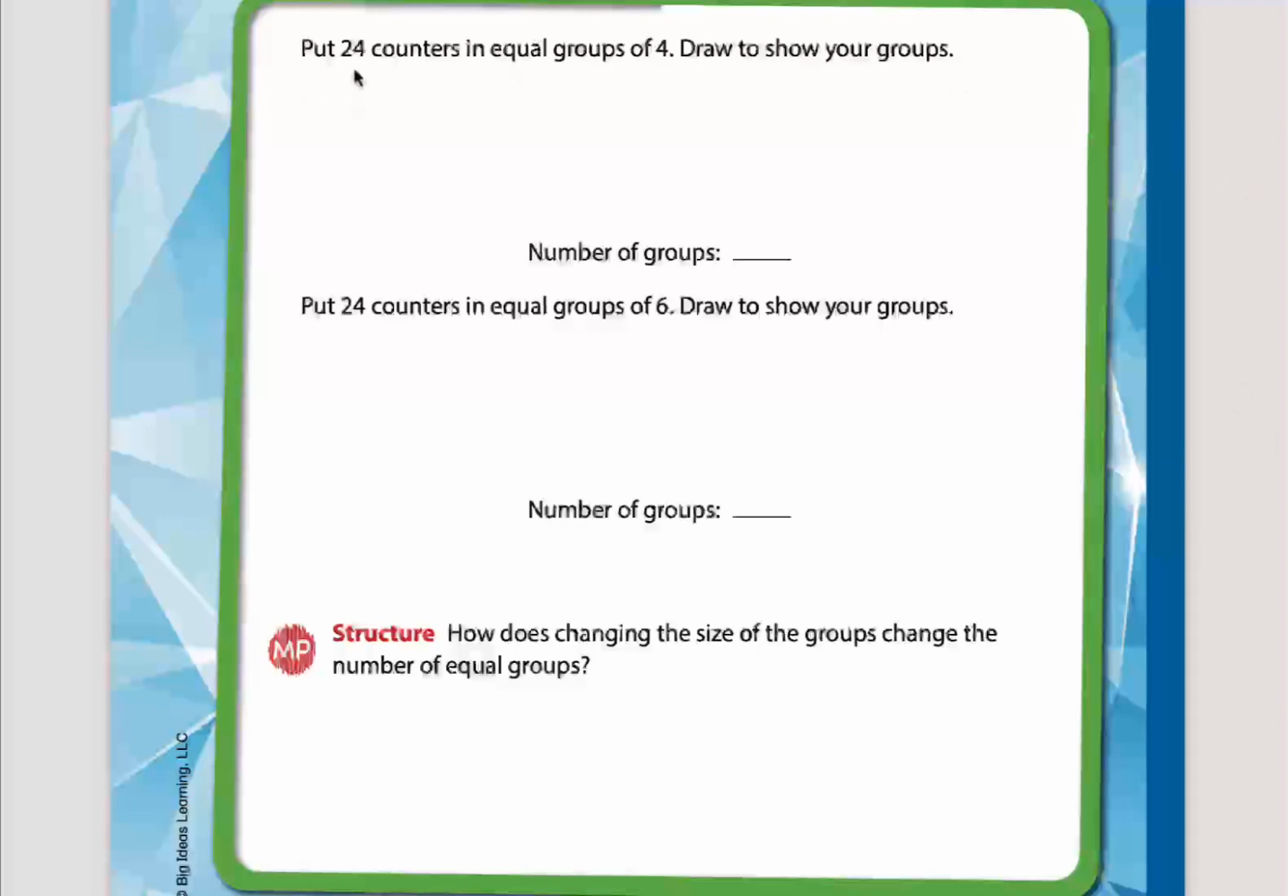We need to put 24 counters in equal groups of 4. So the 4 here is the size of the group. So if we start drawing, we should put how many counters in the group? 4. Okay, now we need to count 24. We are using 24 counters.